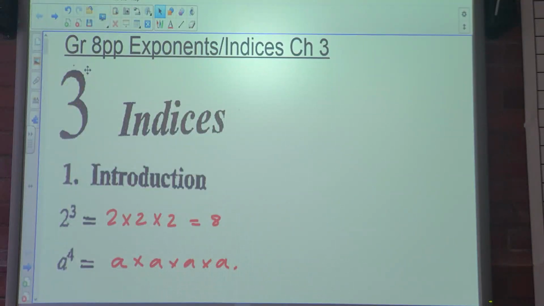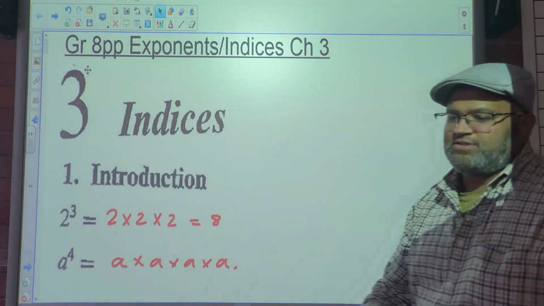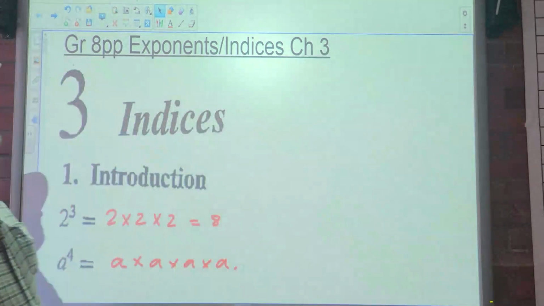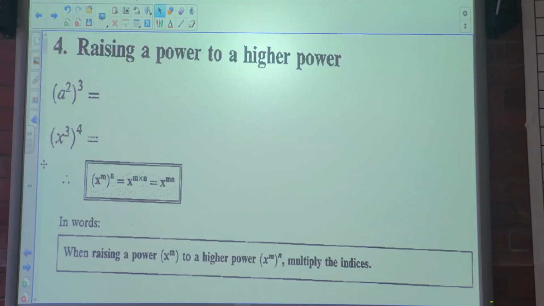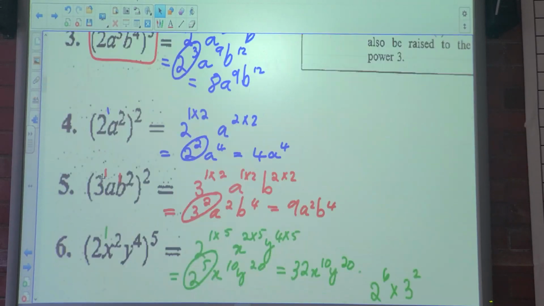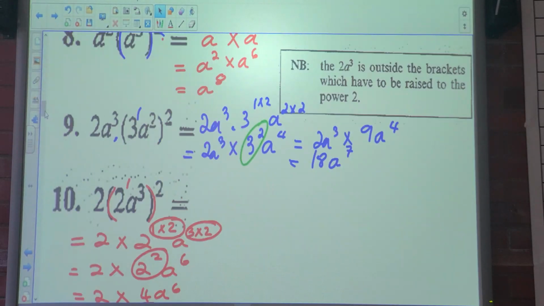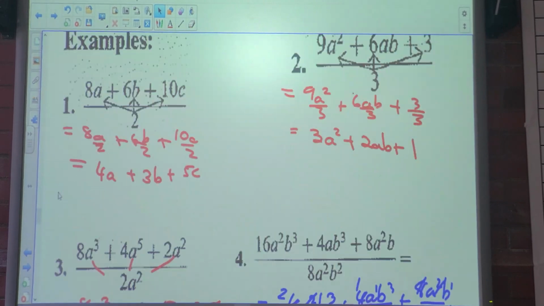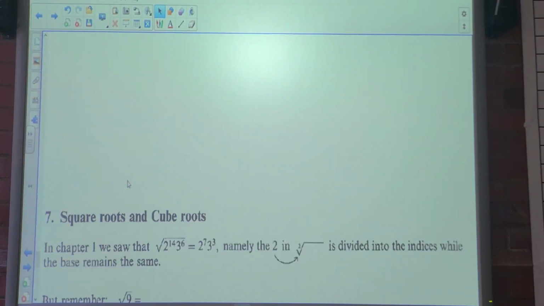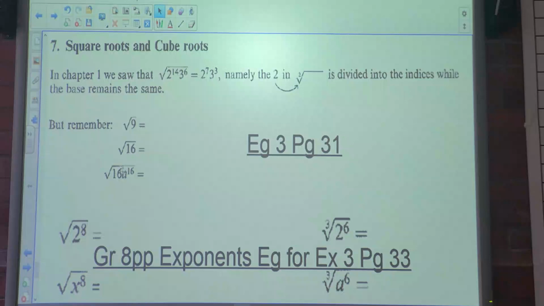Okay, good afternoon, class. So today we're looking at the indices or exponents, the last part of it, chapter 3. Alright, so today we're looking at square roots and cube roots.